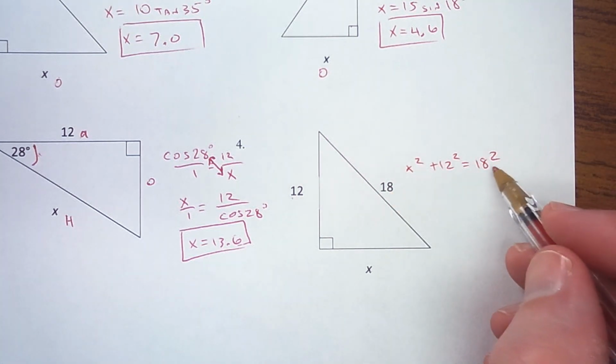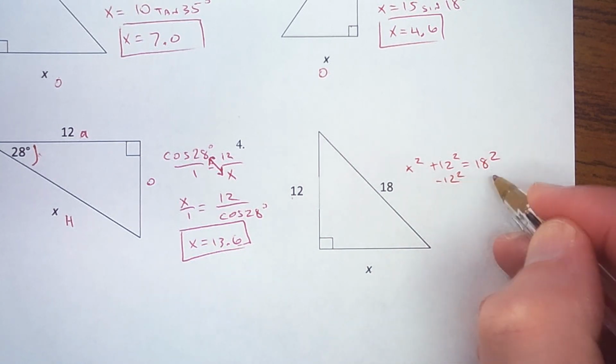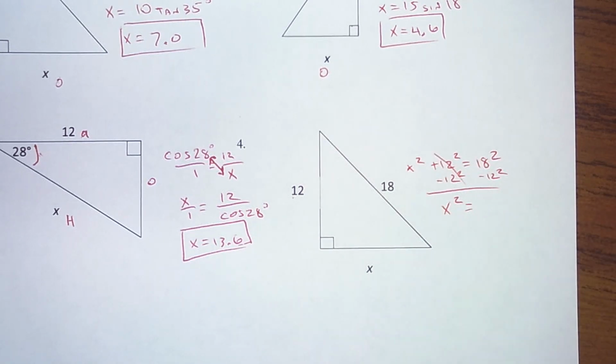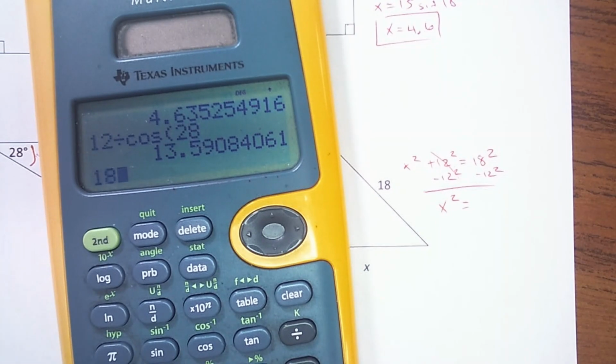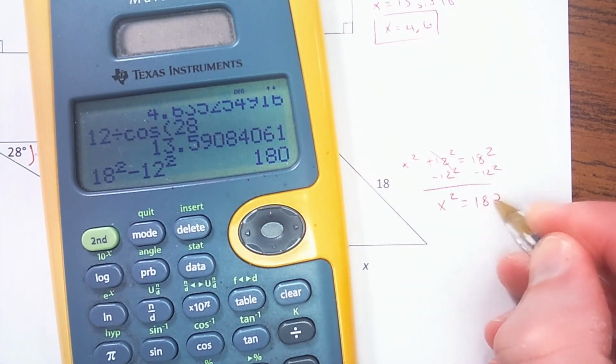Make sure the hypotenuse is the one over here by itself. So we will subtract 12 squared. x squared equals, now we can't just do 18 minus 12 and call it 6 squared. Order of operations would not like that. So we will do 18 squared minus 12 squared, and that is 180.